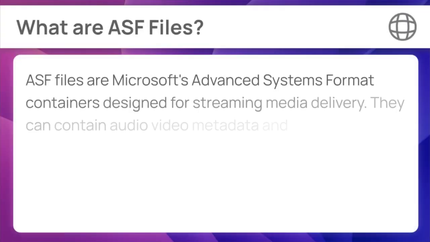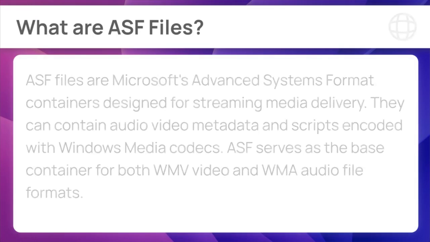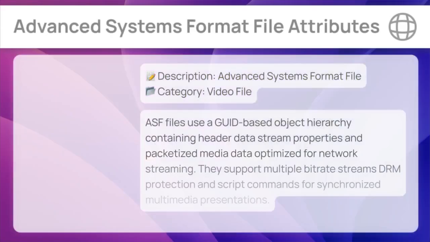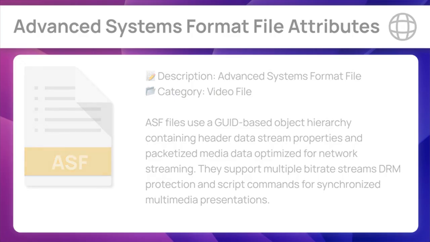ASF files are Microsoft's Advanced Systems Format, containers designed for streaming media delivery. They can contain audio-video metadata and scripts encoded with Windows Media codecs. ASF serves as the base container for both WMV video and WMA audio file formats. ASF files use a GUID-based object hierarchy containing header data, stream properties, and packetized media data optimized for network streaming. They support multiple bitrate streams, DRM protection, and script commands for synchronized multimedia presentations.